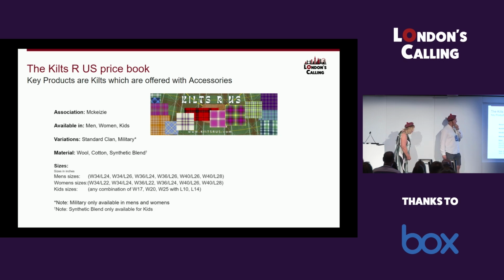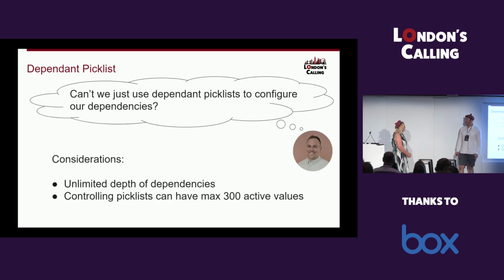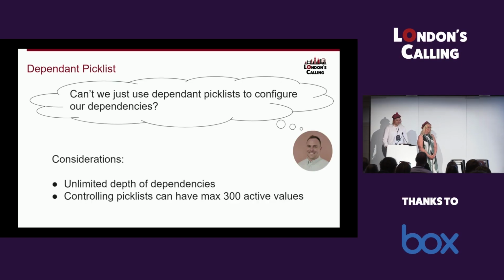Well, we were looking at this, and we've got these different fields that can have different values, and they have different values depending on the values of other fields. So the first thing that comes to mind is, why don't we use dependent pick lists? And that sounds like a perfect idea. So we looked at the considerations, and there is unlimited depth of dependencies, which is great. We're not going to exceed that. And the controlling pick lists can have a maximum of 300 active values. And again, with what we want to do, we're not going to exceed that limit.